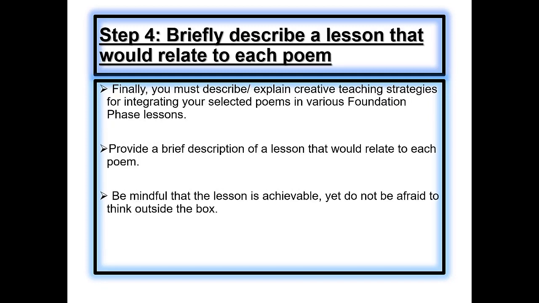The final stage or step of the assignment, step 4, requires that you briefly describe a lesson that would relate to each poem. So each different poem will have a different lesson attached to it, and really the requirement is that you provide an overview of what you intend to teach and how this particular poem and the ideas of the poem can be integrated into a lesson. So it becomes a platform for a particular lesson, and you can be as creative as you want here. It's up to you how you best approach this, but we really want to encourage you to think of creative teaching strategies that are realistic and achievable.